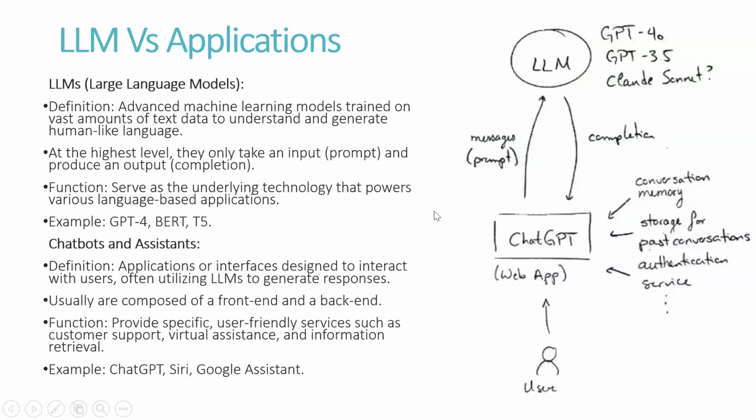LLM versus application, this is again the same thing which I have explained. For example, this ChatGPT application has features like conversation memory. It has storage for the past conversations. It may have some authentication service. Everything is plugged into my ChatGPT web application. And the LLM is just one service. It passes the prompt, it gets the completion. This LLM can be any of these models.